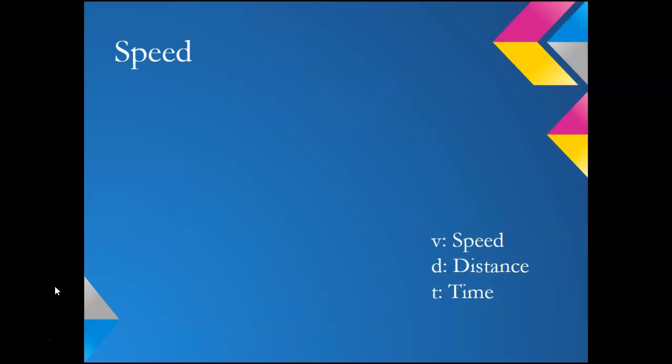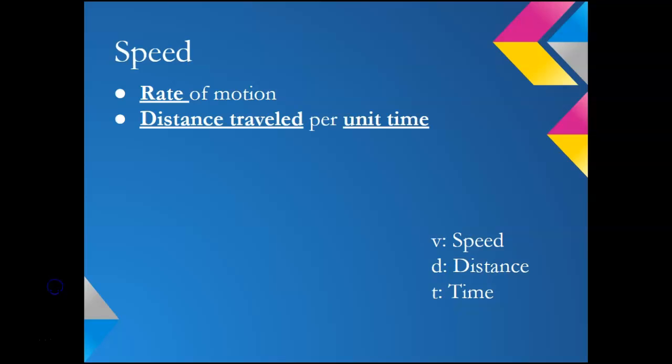The first vocabulary word in this slide deck is speed. Speed is a rate of motion. More specifically, speed is the distance traveled per unit time. The units for speed are meters per second. You can write that as m/s, meters per second. Other units for speed include miles per hour and any other distance per unit time.